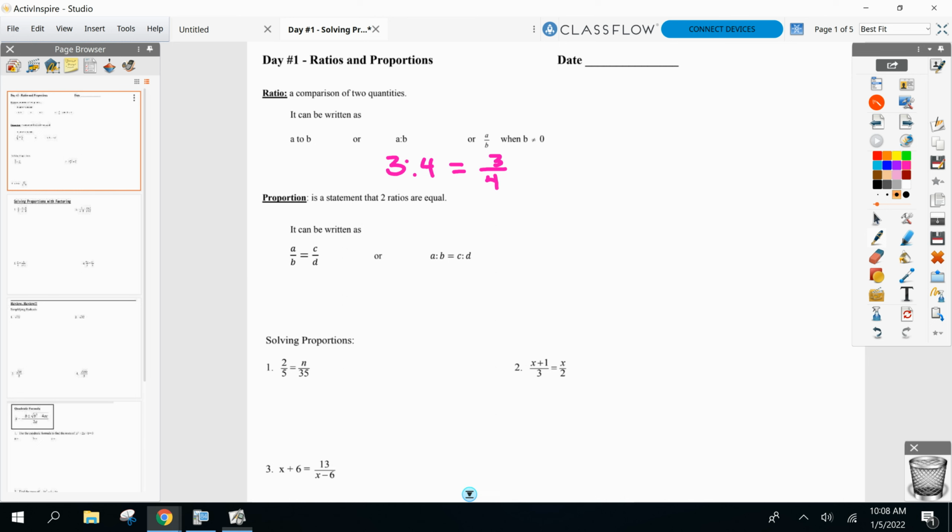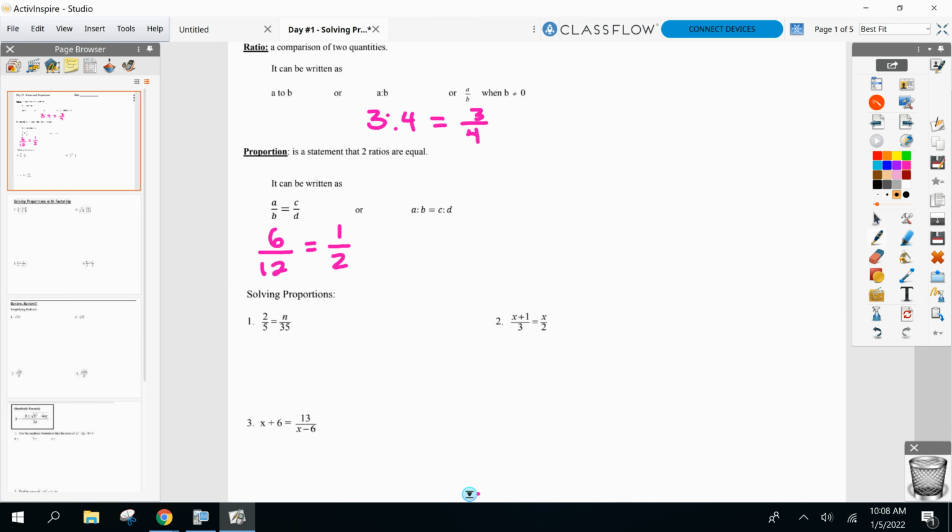What we're going to do this unit is have 2 ratios equal to each other. You've heard the word proportion before. Proportion. That's 2 ratios set equal to each other. We're going to be solving a ton of them this unit. Let's start off with number 1.